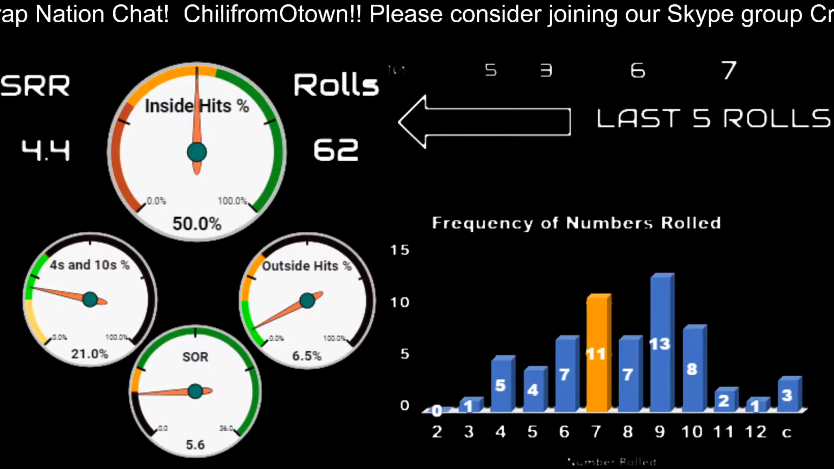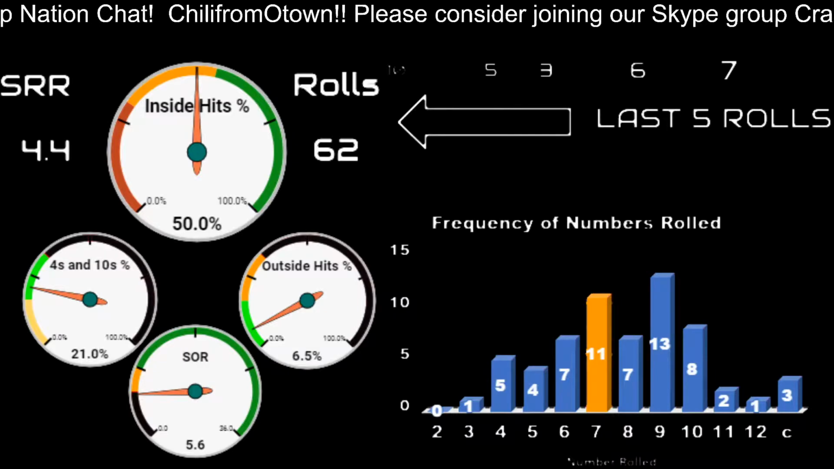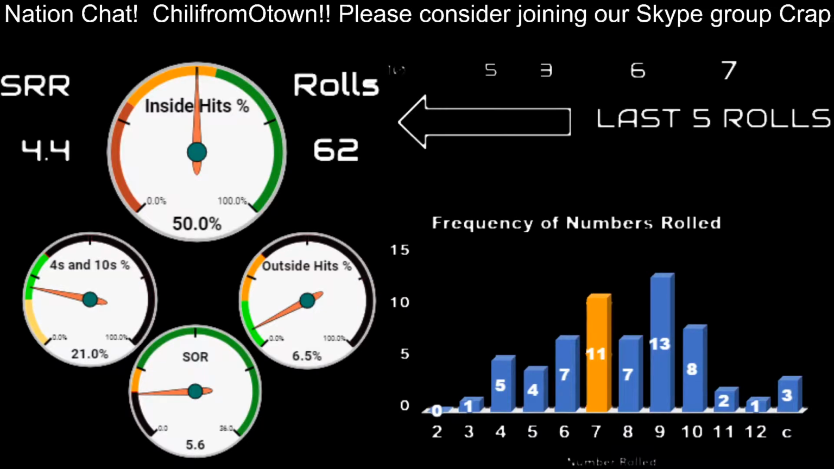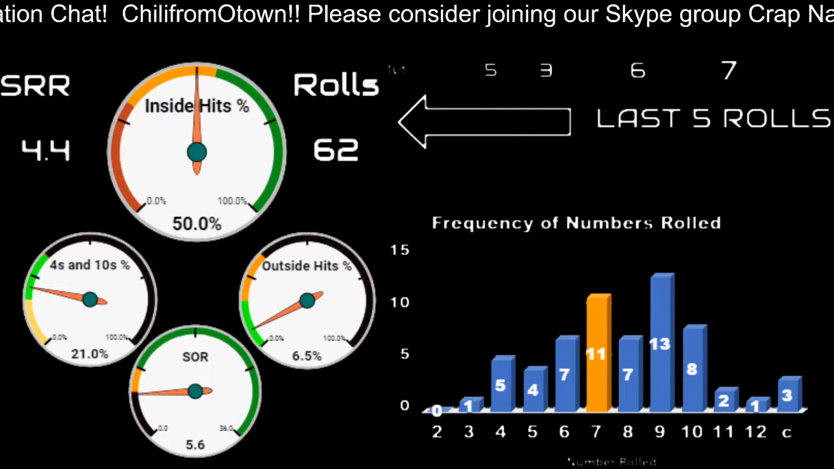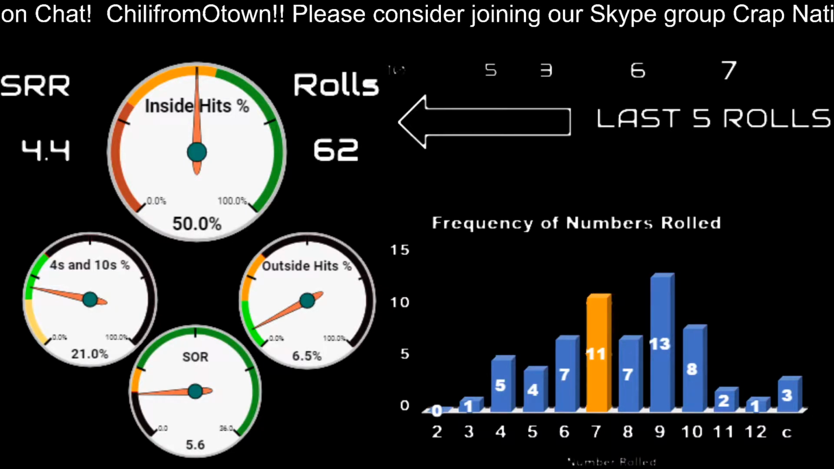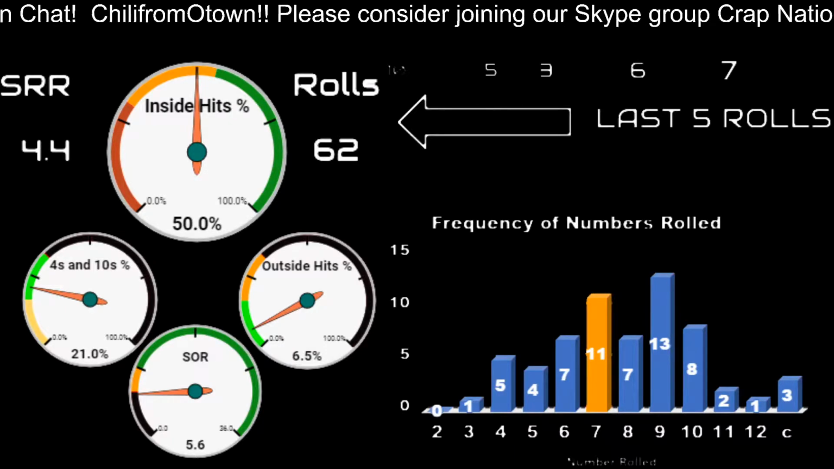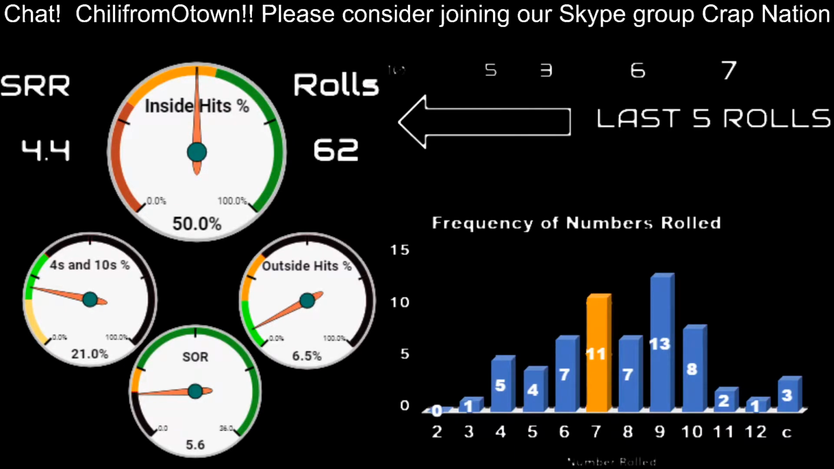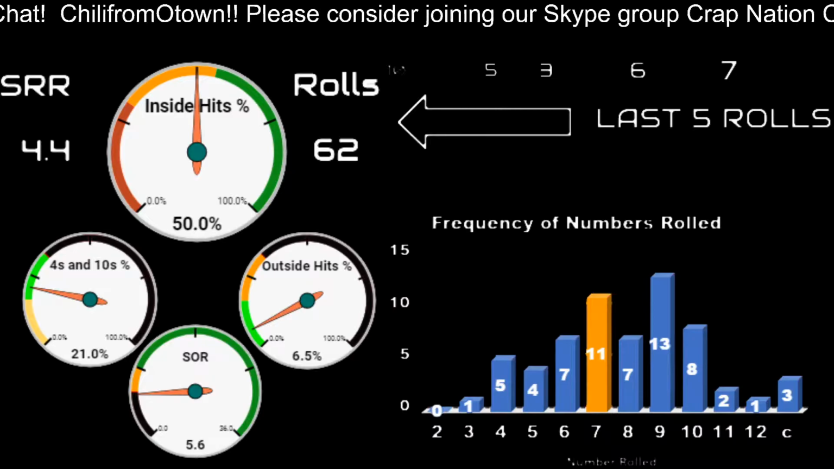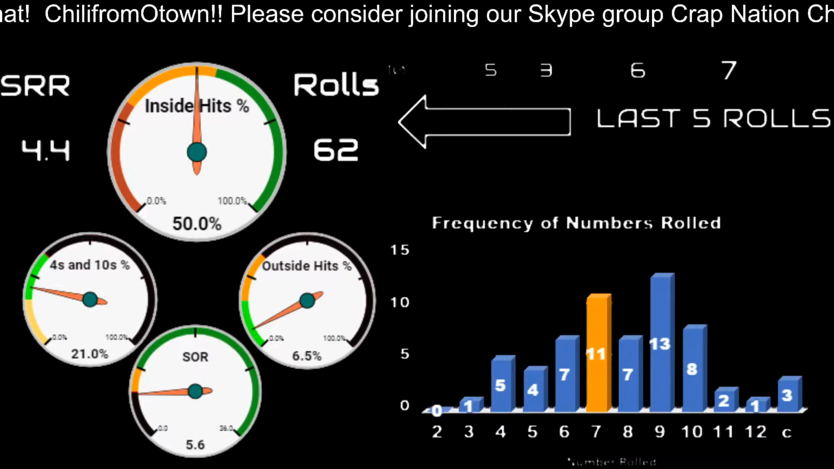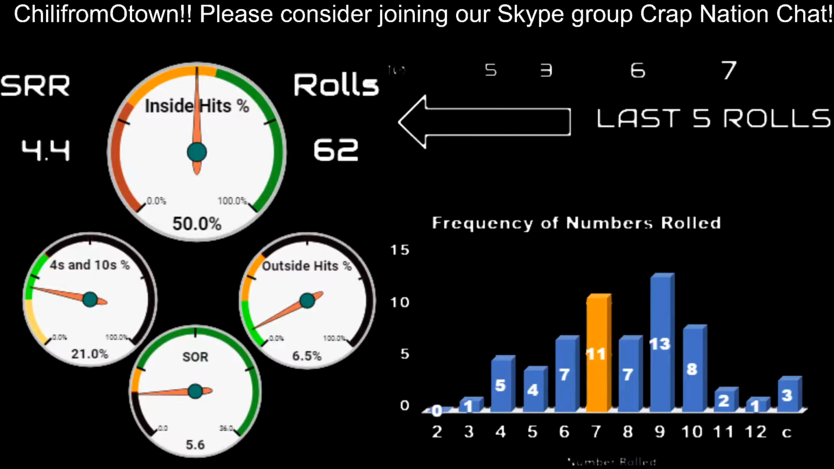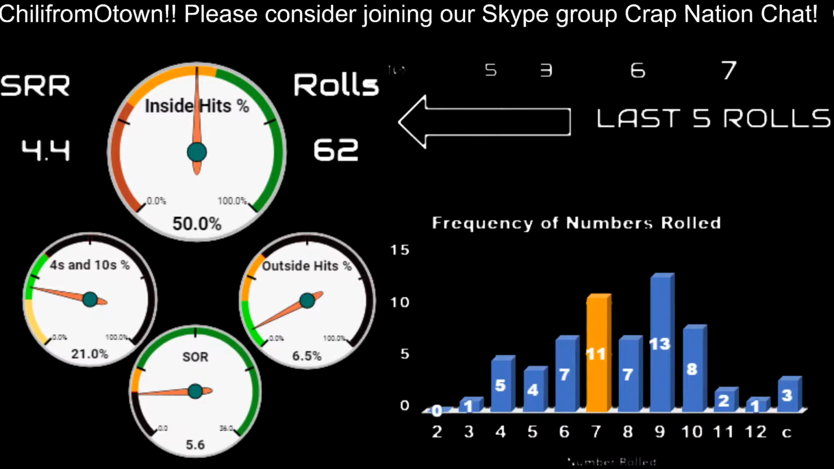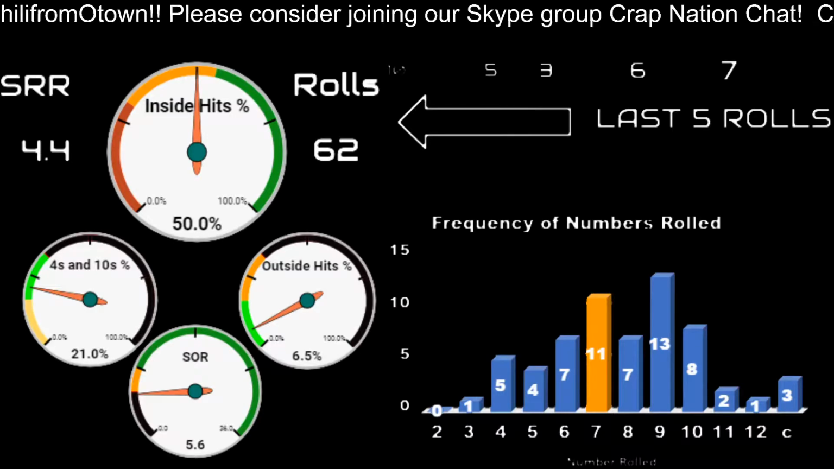Outside hits was 50%. Outside 4s and 10s, no, inside hits was 50%, outside hits was 6.5%. Only had 1 3, I never had 2, and I only had 1 12. The 4s and 10s, I had 5 4s and 8 10s. And a lot of those 10s came back to back. I remember some of them being 6-4.